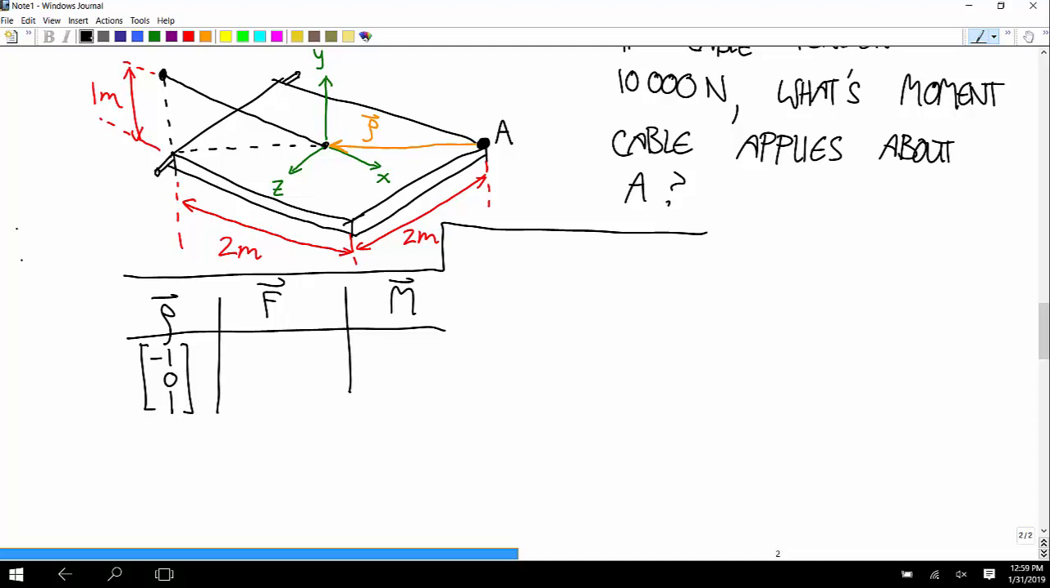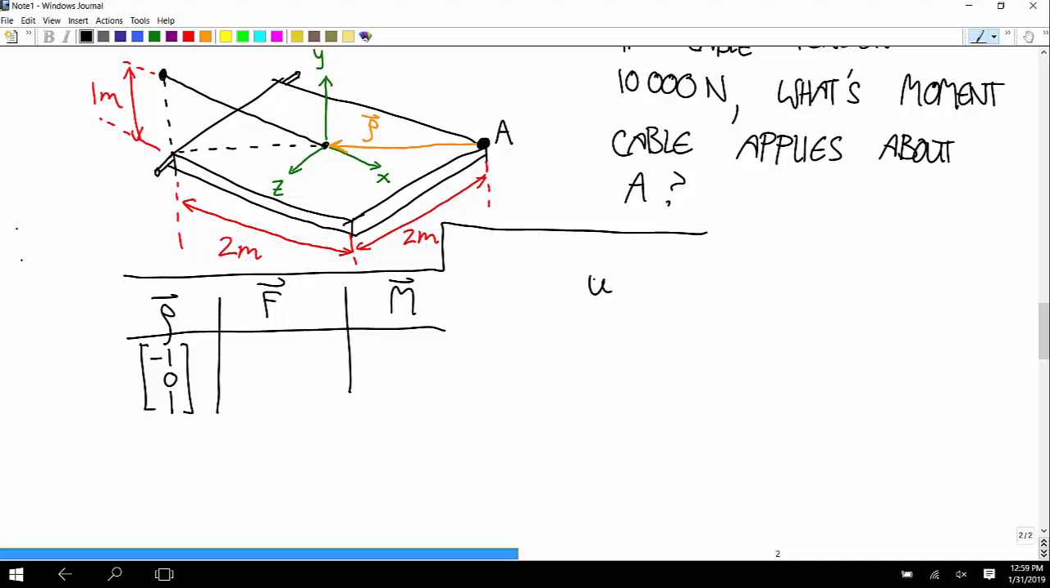And so let's get a unit vector that goes in that direction. And then we'll multiply that unit vector by 10,000. And then that'll be our force vector. Any questions about that?